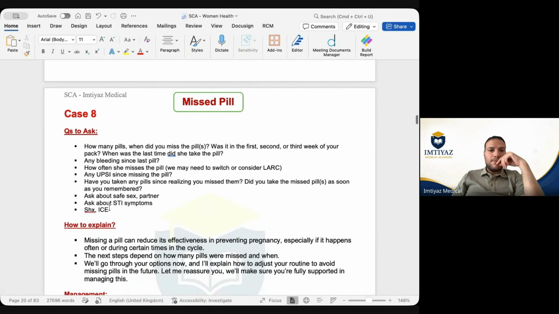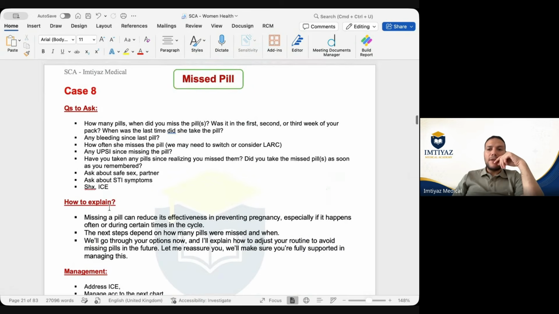Missed pill. The patient forgot to take her contraceptive tablets, and she's coming because she missed them. Definitely, you need to ask how many tablets she missed, how often she misses tablets, and whether she had unprotected sexual intercourse recently or after she missed her tablet. Also ask if she's open to a long-term method or not. Okay, very important. Those are the questions you need to ask.